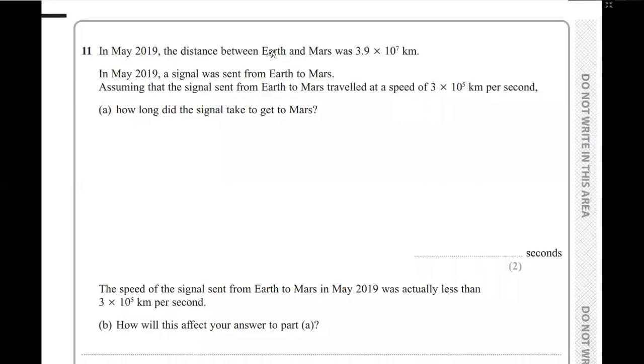Guys, in May 2019, the distance between Earth and Mars was 3.9 times 10 to the power of 7. In May 2019, a signal was sent from Earth to Mars. Assuming that the signal sent from Earth to Mars traveled at a speed of 3 times 10 to the power of 5 kilometers per second, how long did the signal take? So guys, we know the distance, we know the speed, and I think all of us know the triangle. Ibrahim, can you help me with this, please?